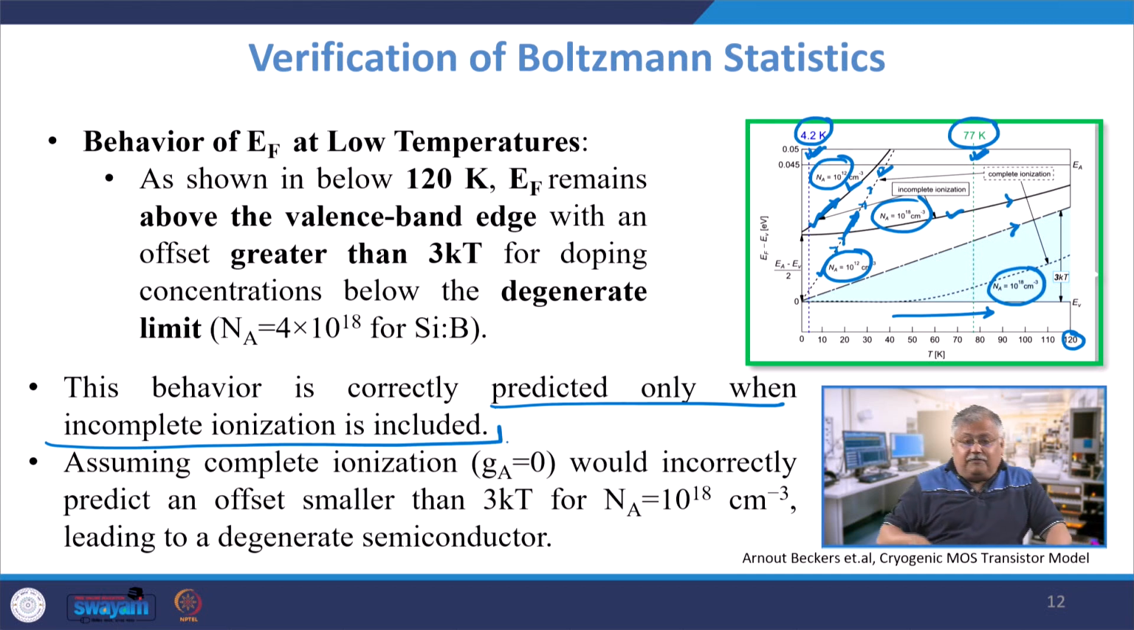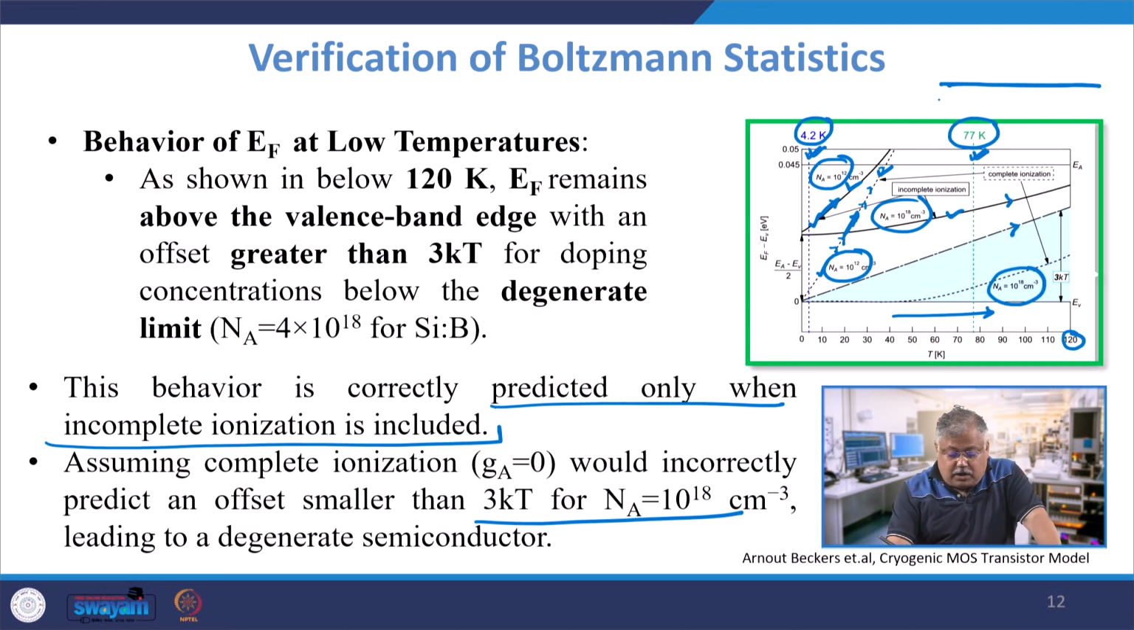Now whenever you have complete ionization, which means the degeneracy is approximately equal to 0, that cannot predict to you an offset of 3 kT for Na equal to this much. Offset of 3 kT means if this is your valence band shell, and if you did have complete ionization, the Fermi level will actually be almost coincident with the valence band.